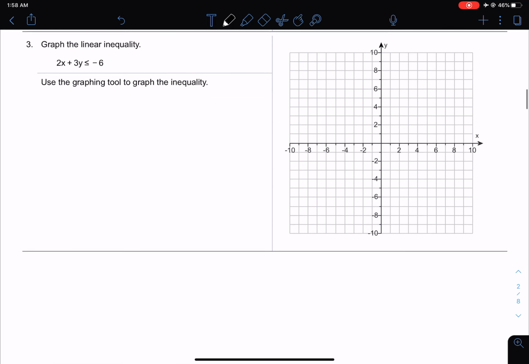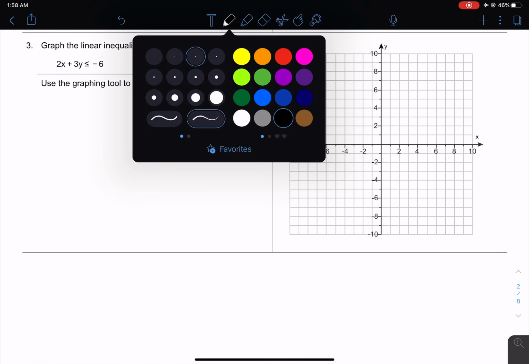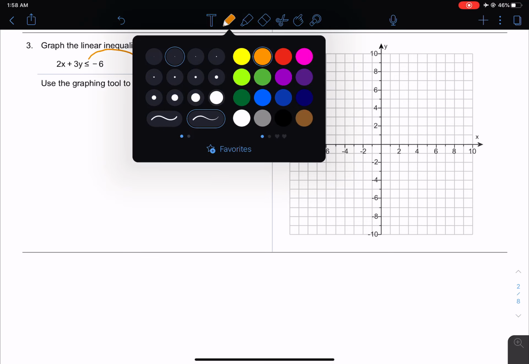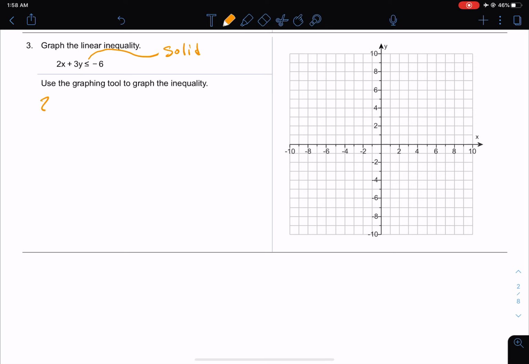Next problem. Okay, now we're going to do the same technique of grabbing this inequality. Like I said, I want to start out to remind yourself that because of the equal sign, this is going to be solid. Shh, dog. So solid. Now, okay, so this is going to be solid. So now what we want to do is write this as an equation. So we've got 2x plus 3y equals negative 6. So we're going to go ahead and graph that line.